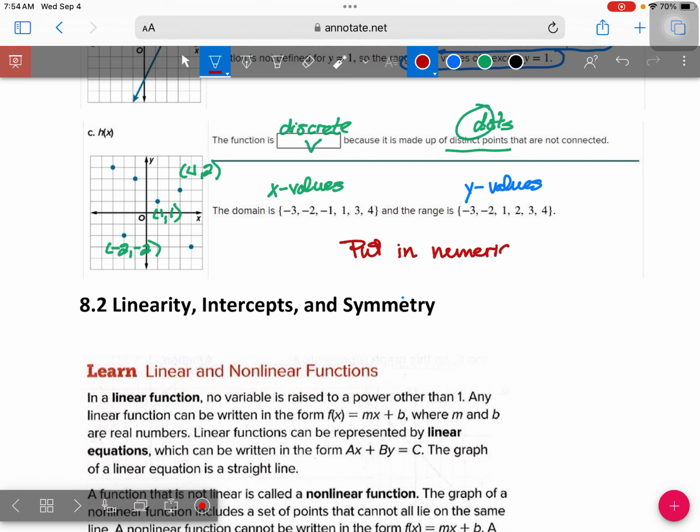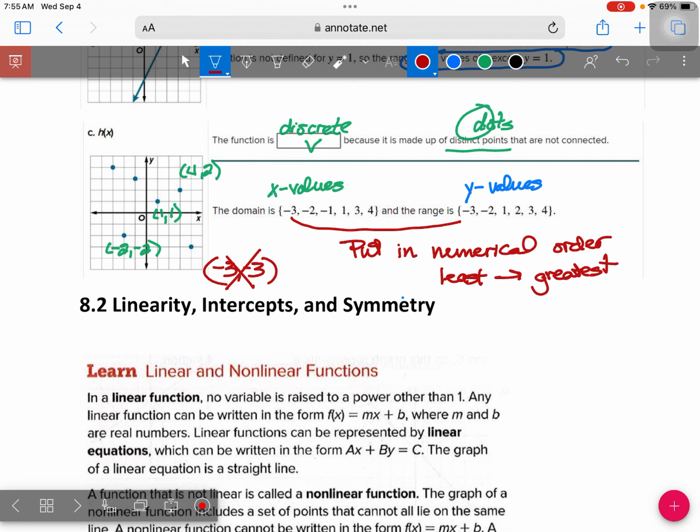numerical order, from least to greatest. Least to greatest. And they don't necessarily match up, because -3 and -3, there is no -3, -3. There is no point like that. So it's just from least to greatest.